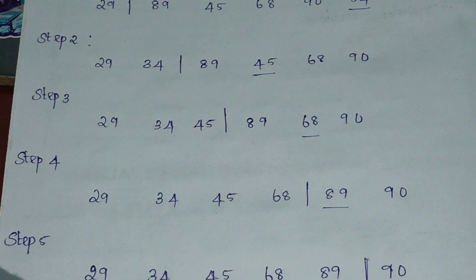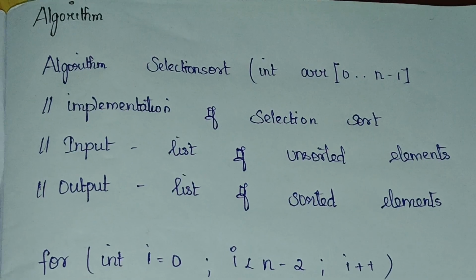In step 2, leave the first element as it is already sorted. Start from 89, take the smallest element, and put it into the sorted list. Repeat this same procedure for all the remaining elements, and in step 5 we will get a fully sorted list.